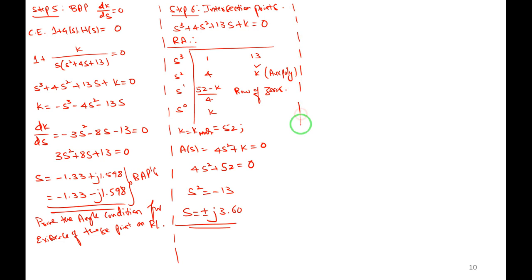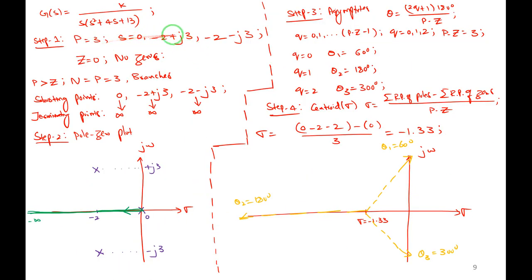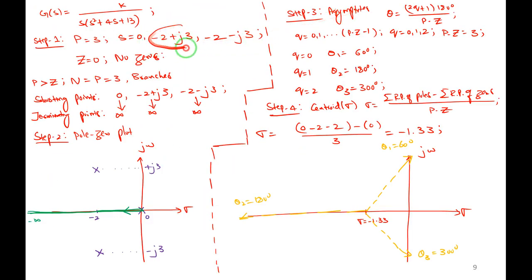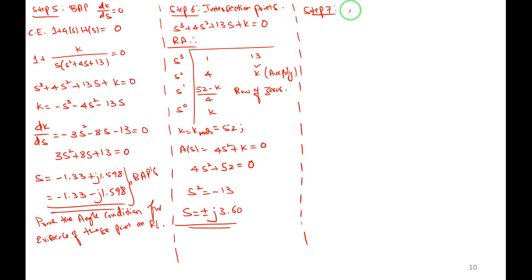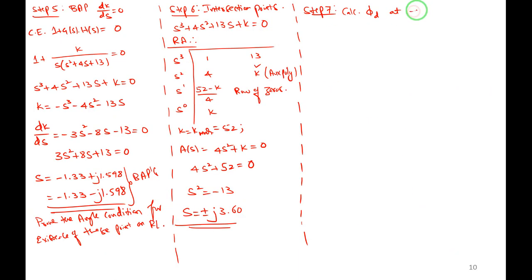Next, complex conjugate. Yes, this is a very big problem because step 7 is here. I cannot skip step 7, because complex conjugate poles are there. So first let me take minus 2 plus j3, minus 2 minus j3, no need to calculate. We will calculate the angle of departure phi d at the point minus 2 plus j3. We will calculate here.